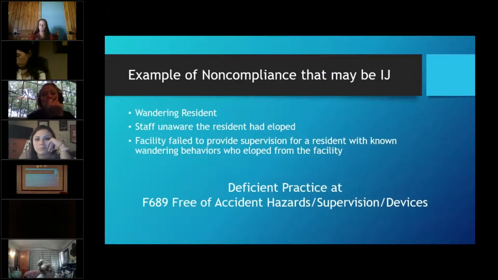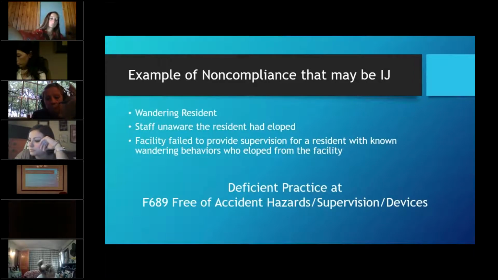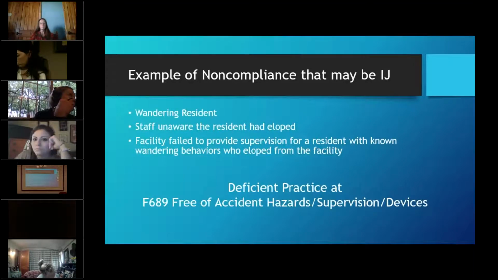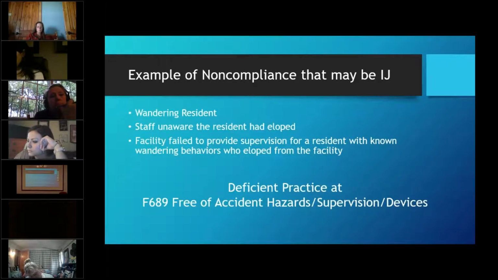An example of non-compliance that may be IJ: a wandering resident. The staff were unaware that the resident eloped. Facility failed to provide supervision for a resident with known wandering behaviors who eloped from the facility. The deficient practice would be cited at F689 on this one, because we use real examples. F689, free of accident, hazard, supervision, and devices.